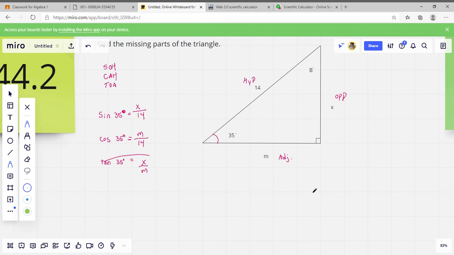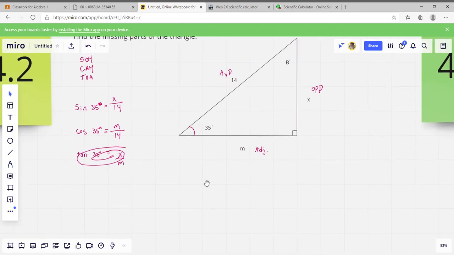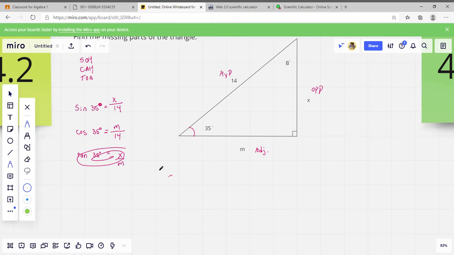All right, this one right here is not useful. We don't need that because we got two variables. These two we can use. All right, so we'll start with sine of 35 degrees equals x over 14. If we multiply both sides times 14, these will cancel, and we'll get 14 times the sine of 35 equals x.